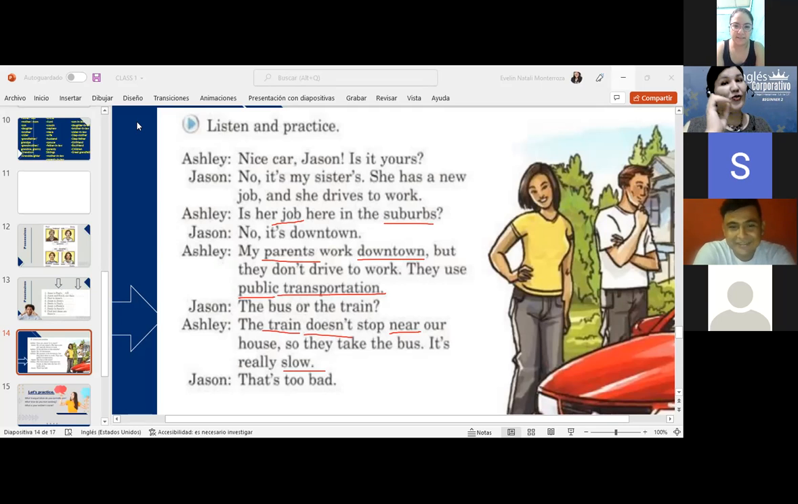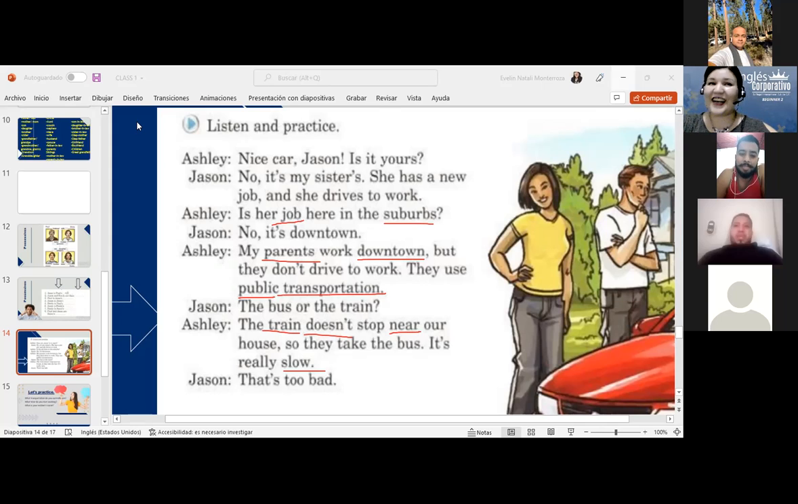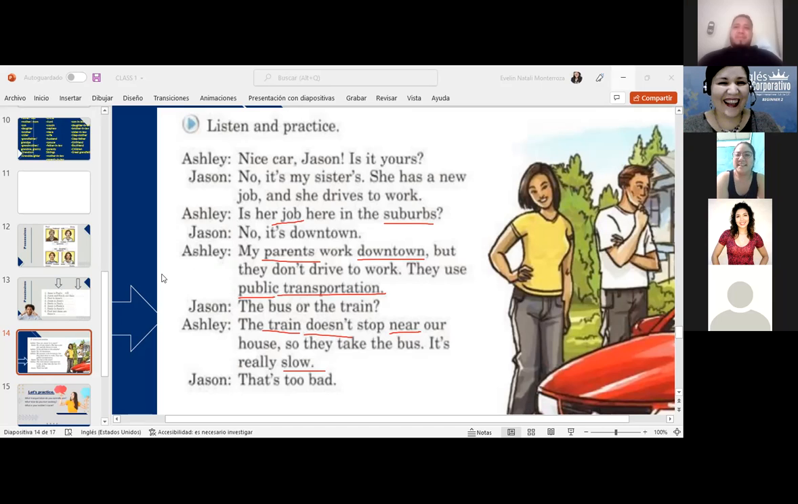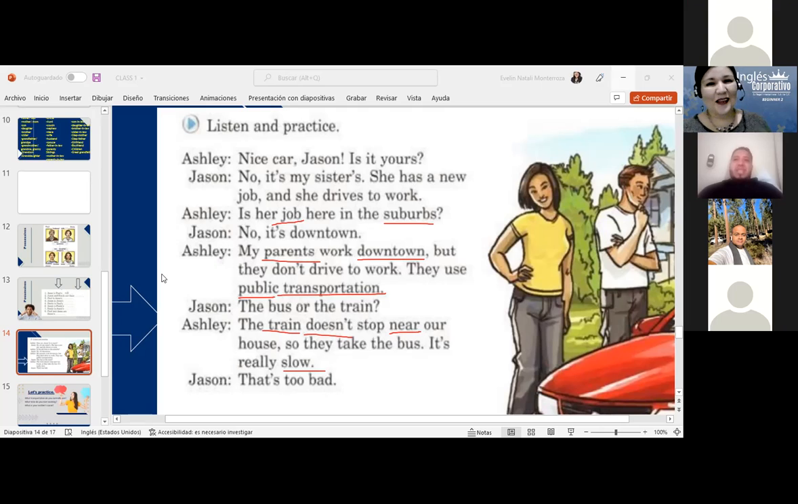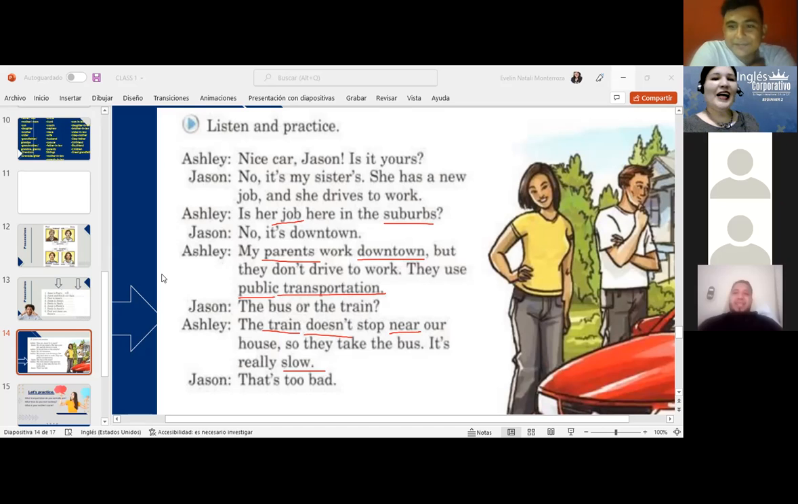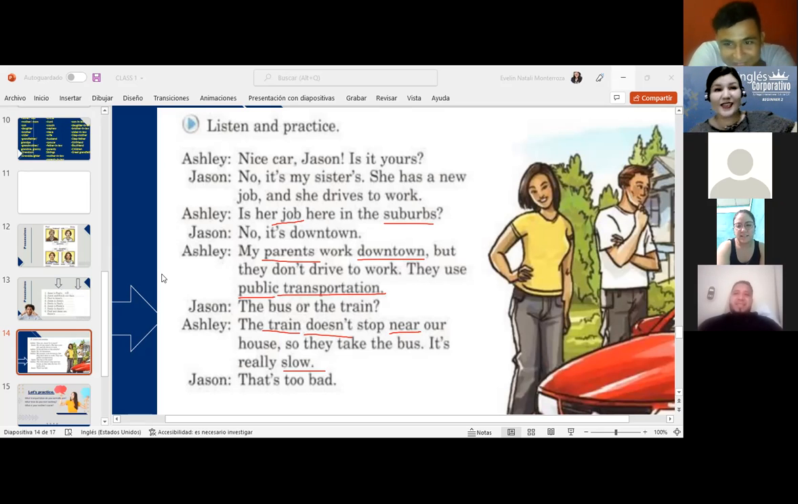Ladies, you are Ashley, and boys, you are Jason. One, two, three. Nice car, Jason. Is it yours? No, it's my sister's. She has a new job. She drives to work. Is her job in the suburbs? It's downtown. My parents work downtown, but they don't drive to work. They use public transportation. The bus or the train? The train doesn't stop near our house, so they take the bus. It's really slow.